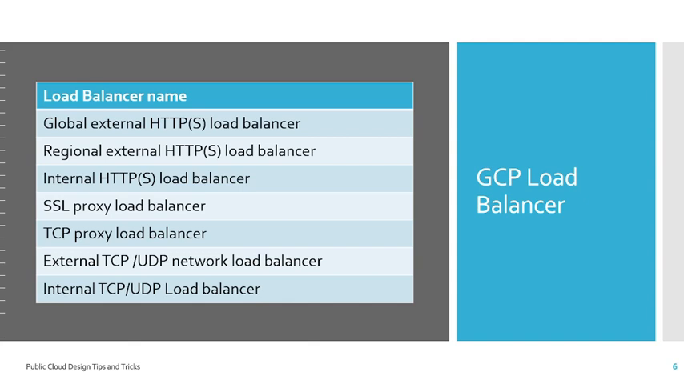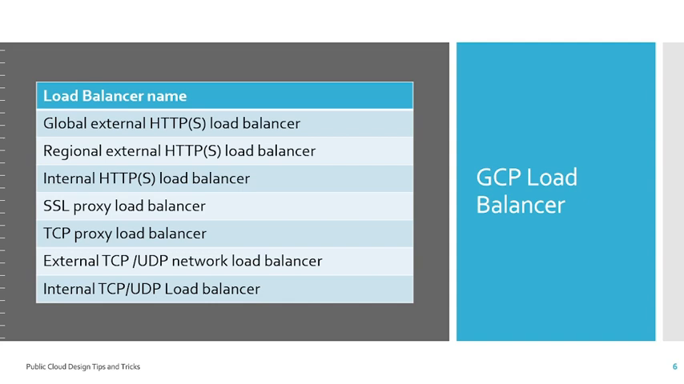Then we'll try to understand what SSL proxy is. SSL proxy load balancing is a reverse proxy load balancer that distributes SSL traffic coming from the internet to your Google Cloud VPC network. TCP proxy load balancing is quite similar. The only difference is that the TCP proxy load balancer handles TCP traffic coming from the internet to your Google Cloud VPC network. So this is the basic difference between SSL proxy and TCP proxy.